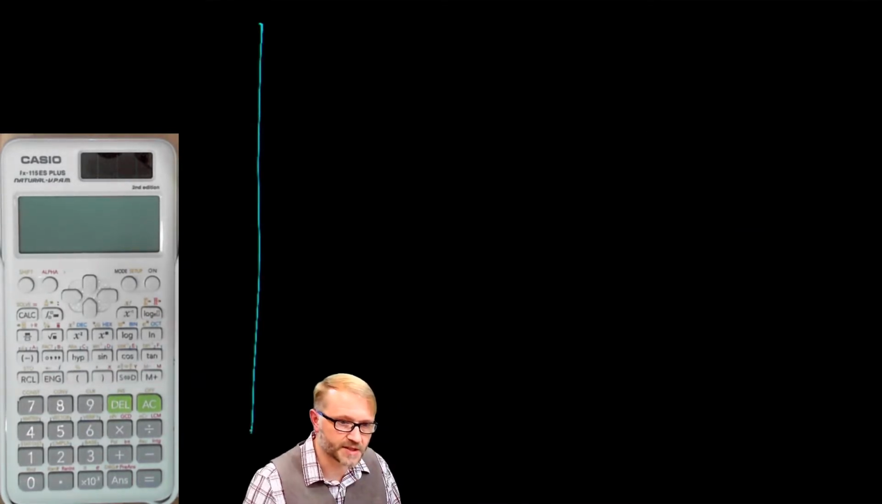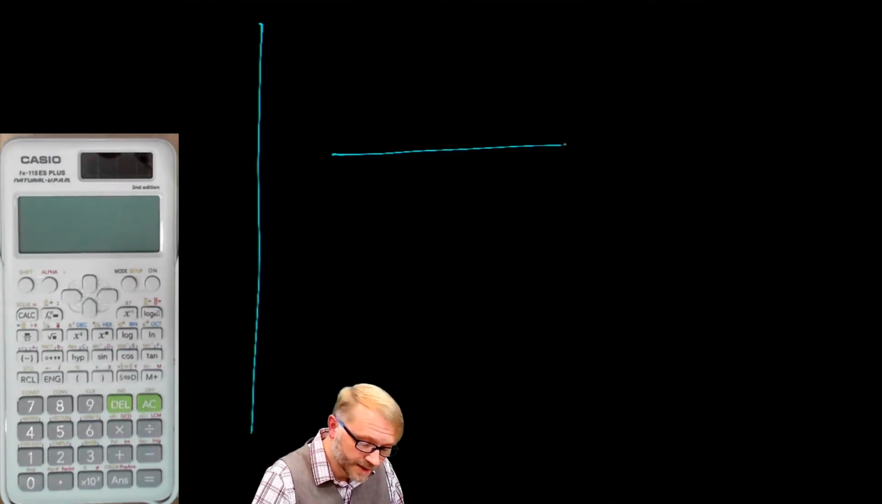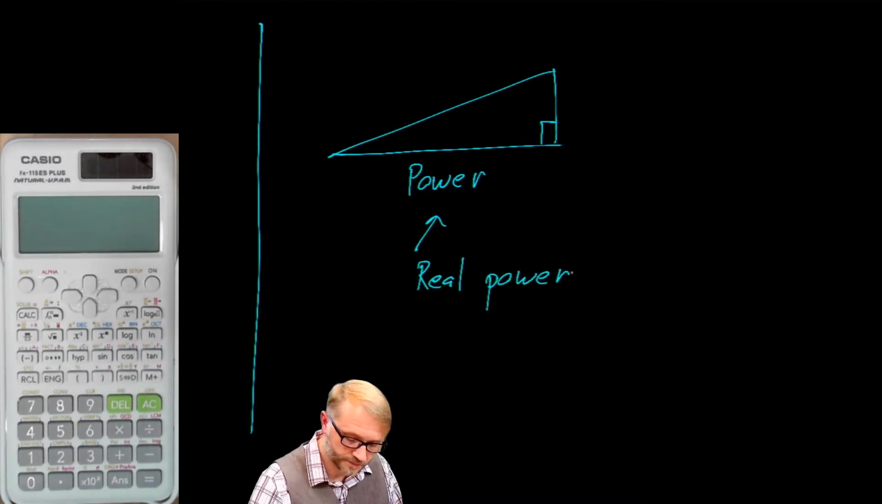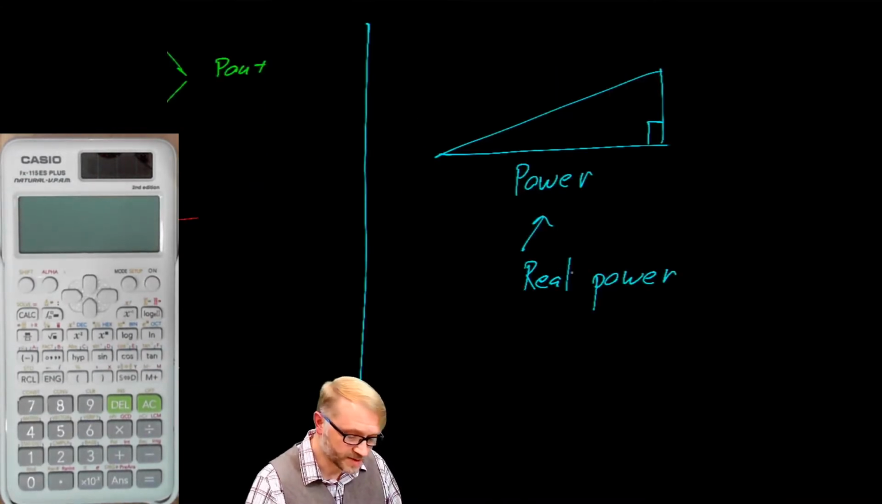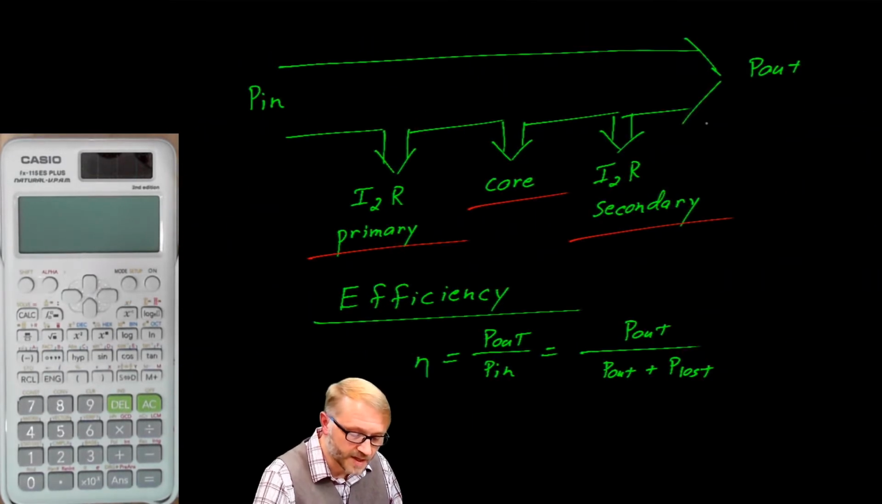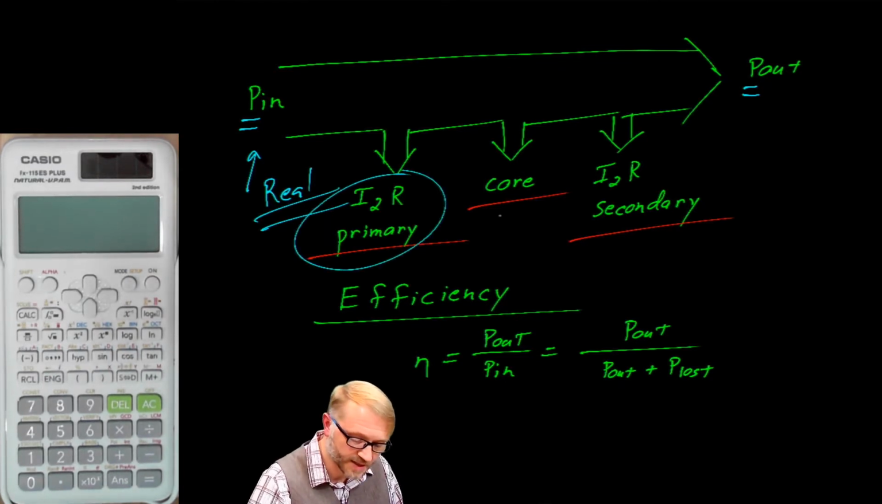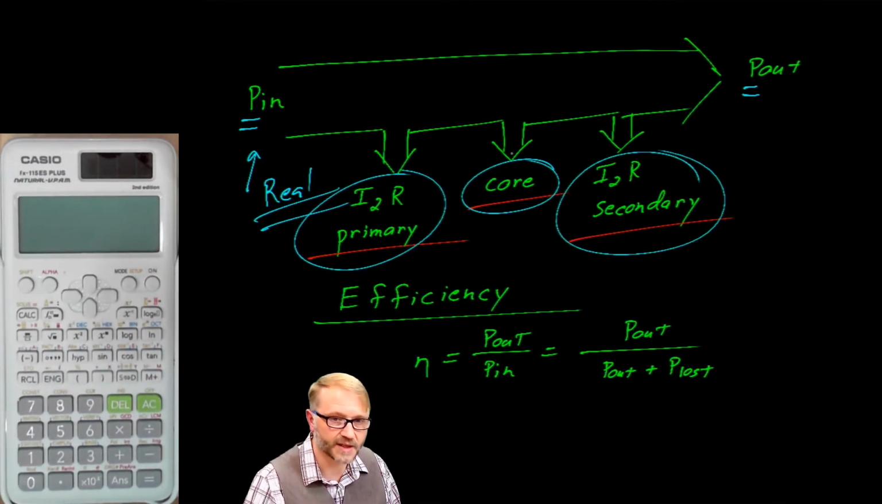Before we move on, there's a great big sidebar that you need to pay attention to. When we talk about power, we are talking about the base of the power triangle. We're talking about real power. So remember that. Anytime you see this power flow diagram, this is power. It's P, real power. It's real power that's lost in the primary, in the core, and in the secondary windings.